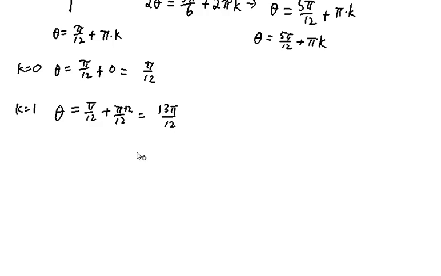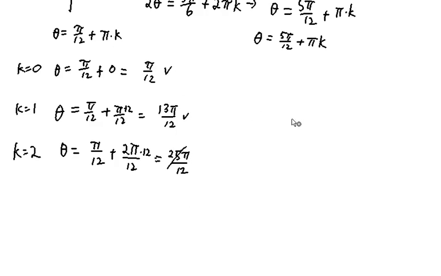If I were to go even one step further and add k equals 2, you can see I would get pi over 12 plus 2 pi. To convert that to twelfths, I would have 24, so that would be 25 pi over 12. Now obviously this is bigger than 2 pi, right? 24 pi over 12 would be 2 pi. So since that's bigger, that's not going to be an answer. Okay, so that's an answer and that's an answer.